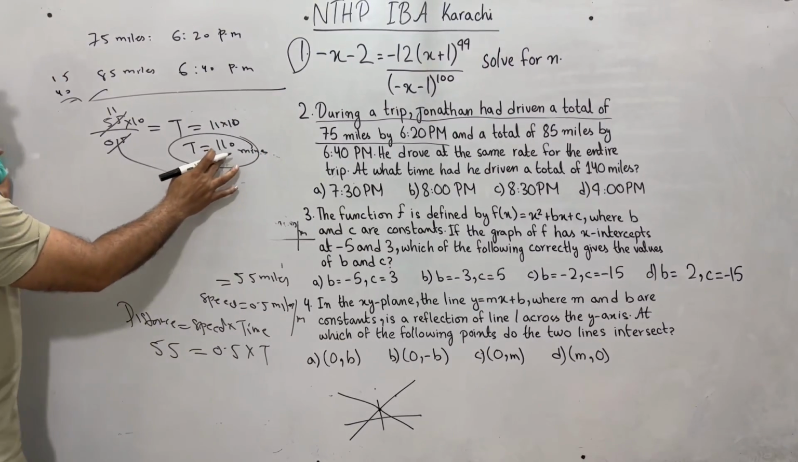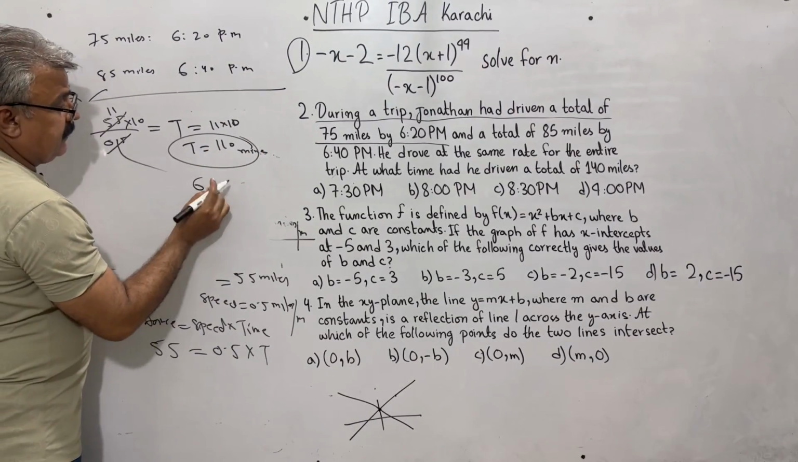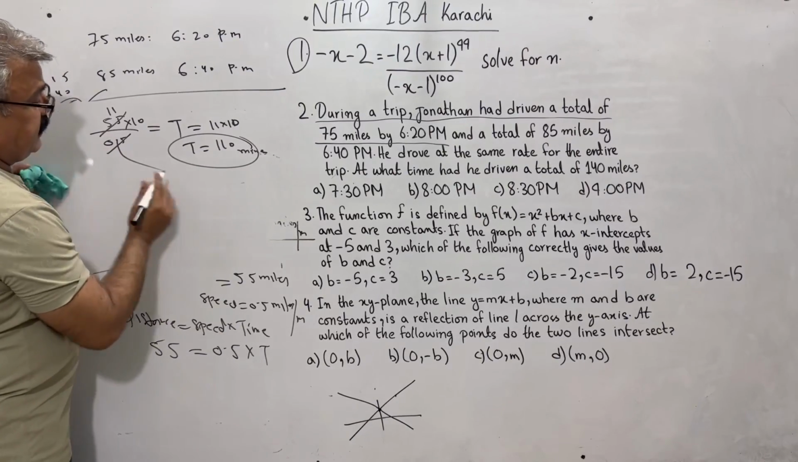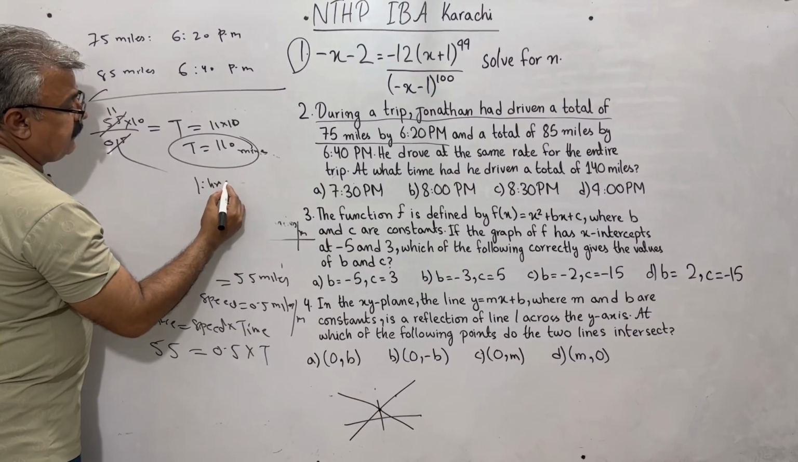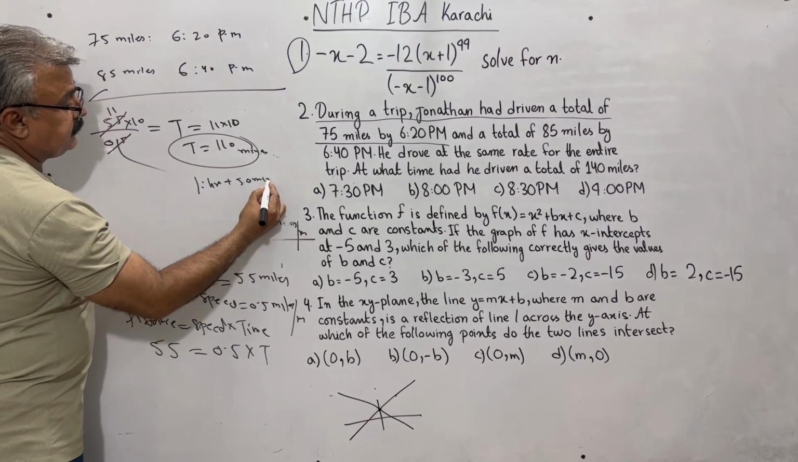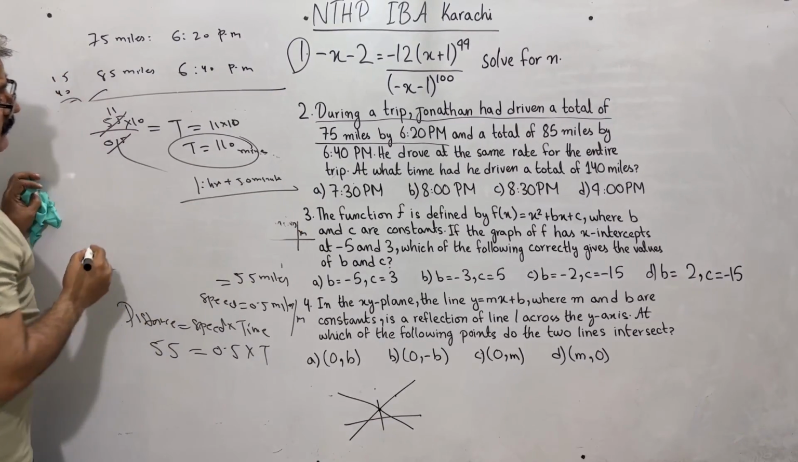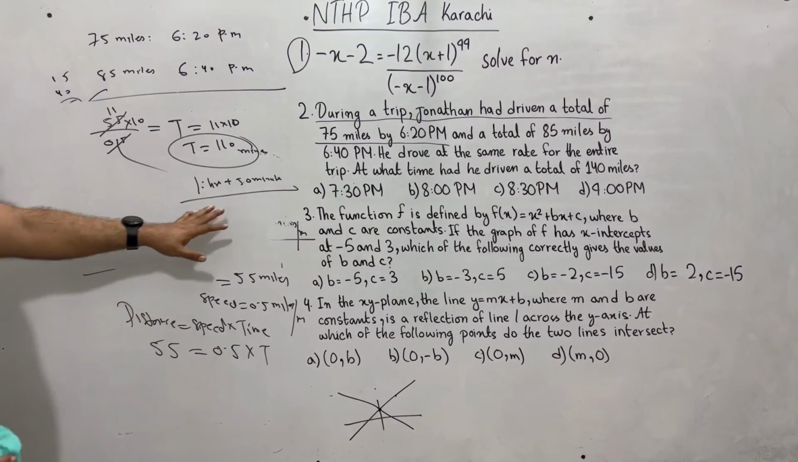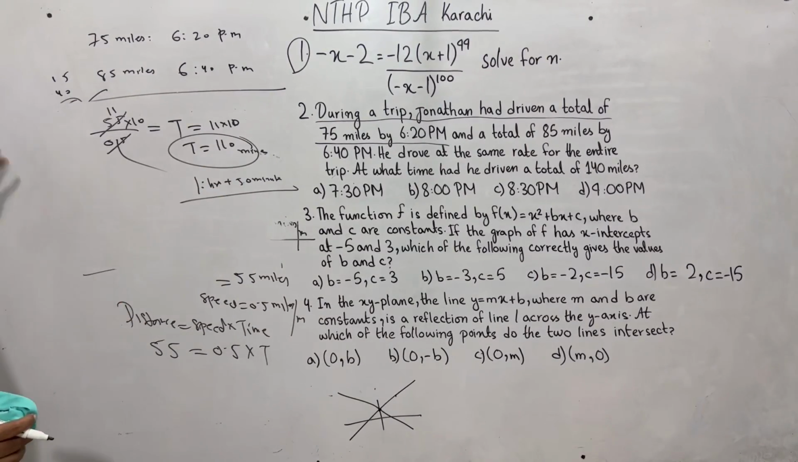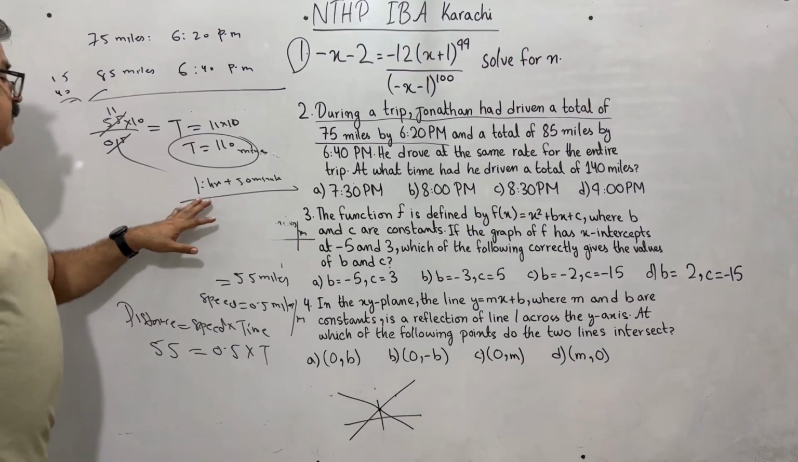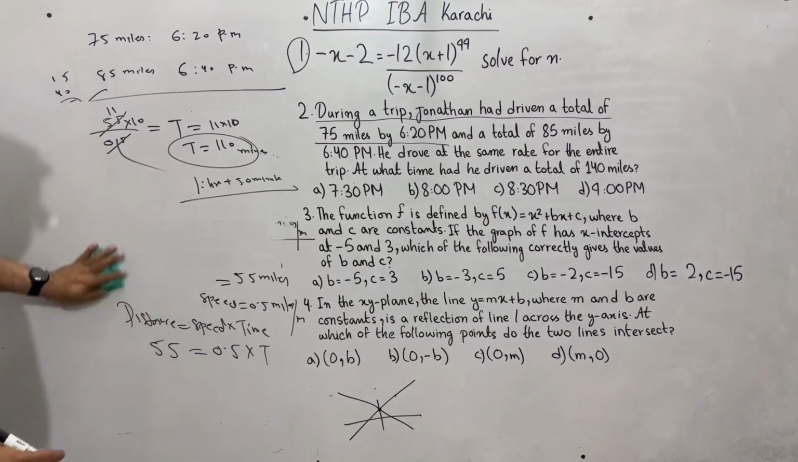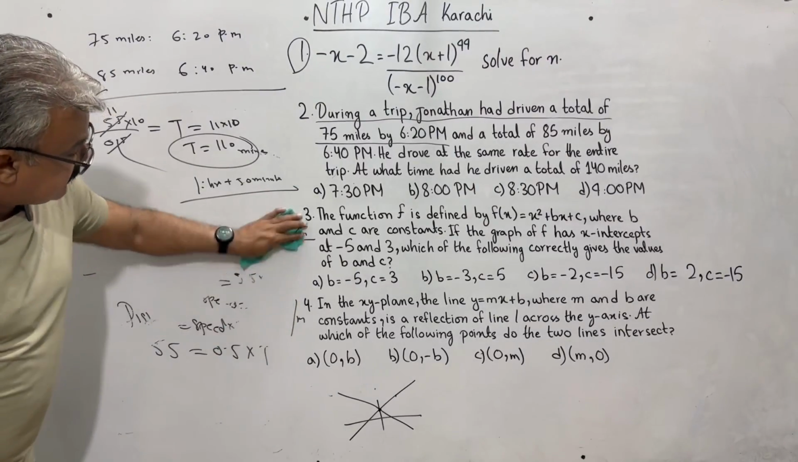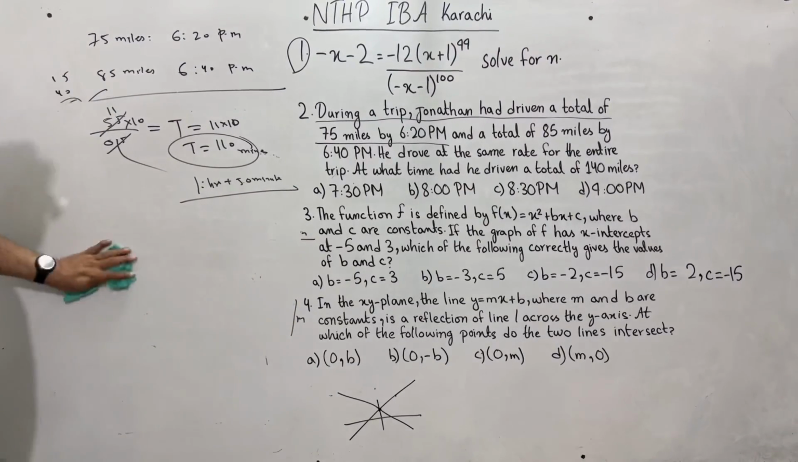110 minutes means 1 hour and 50 minutes, 60 plus 50 minutes. He has traveled the remaining 55 miles in 1 hour and 50 minutes, or 110 minutes lump sum together. How to add it to the time? Let's see and find out.